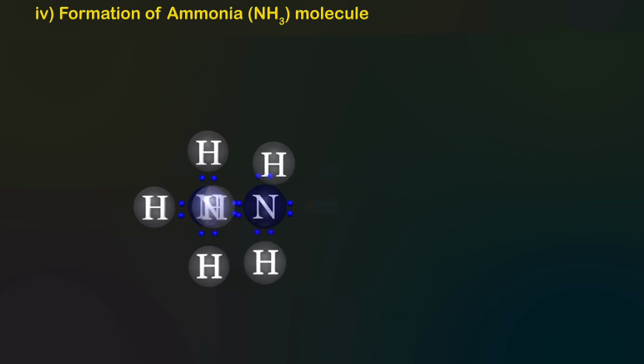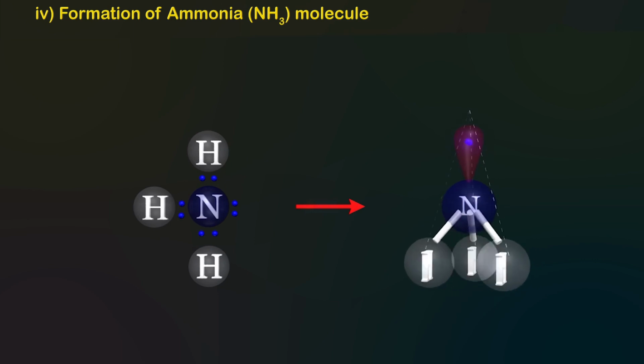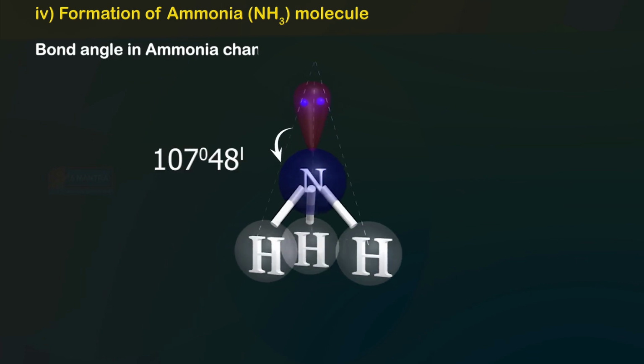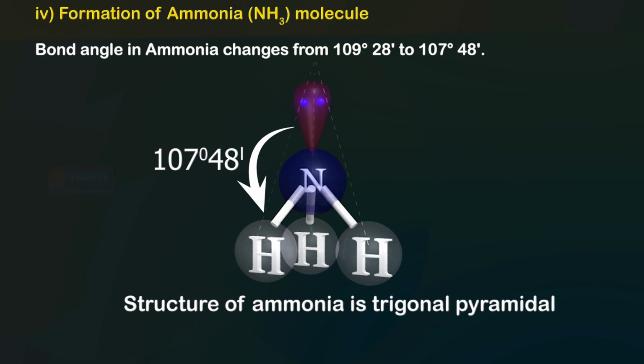In ammonia molecule, around the nucleus of the central atom, that is nitrogen, there are 3 bond pairs along with a lone pair of electrons. The bond angle in ammonia changes from 109 degrees 28 minutes to 107 degrees 48 minutes. Structure of ammonia is trigonal pyramidal.